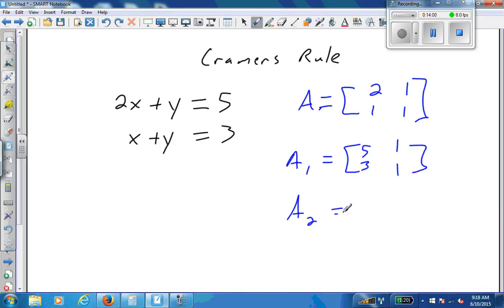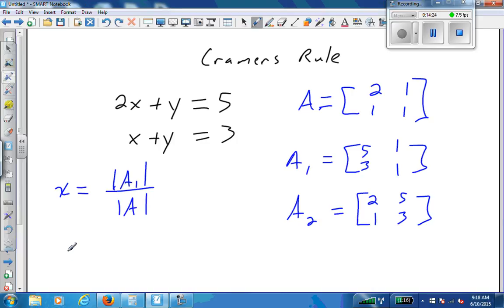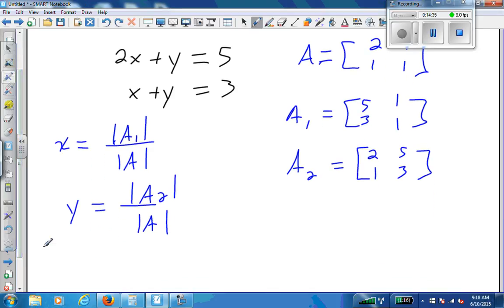And A2, we're going to leave the first column of our coefficients, replace the second column with the right side. So it turns out that our x can be determined by the determinant of A1 over the determinant of A. Y can be found by doing the determinant of A2 over the determinant of A. So let's verify that real quickly.